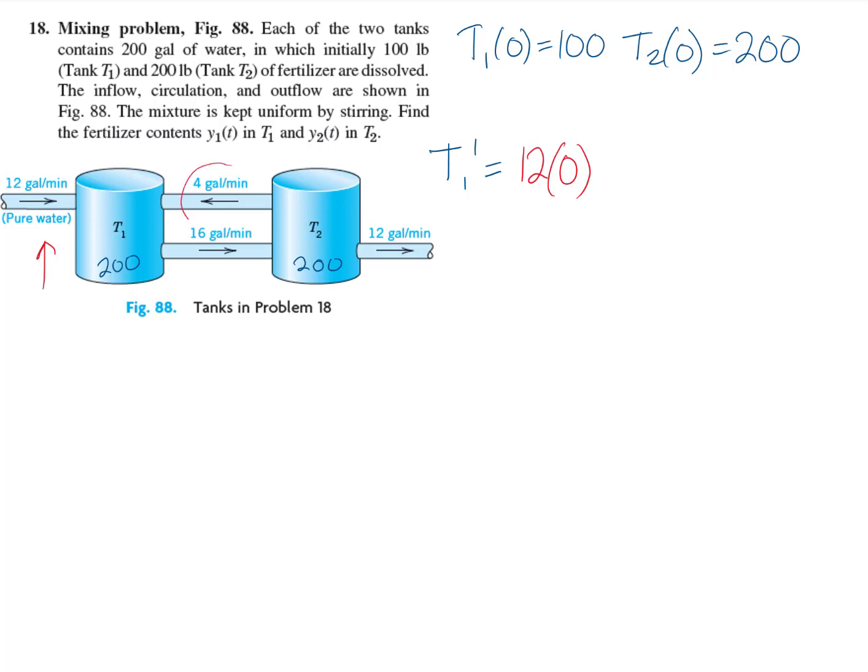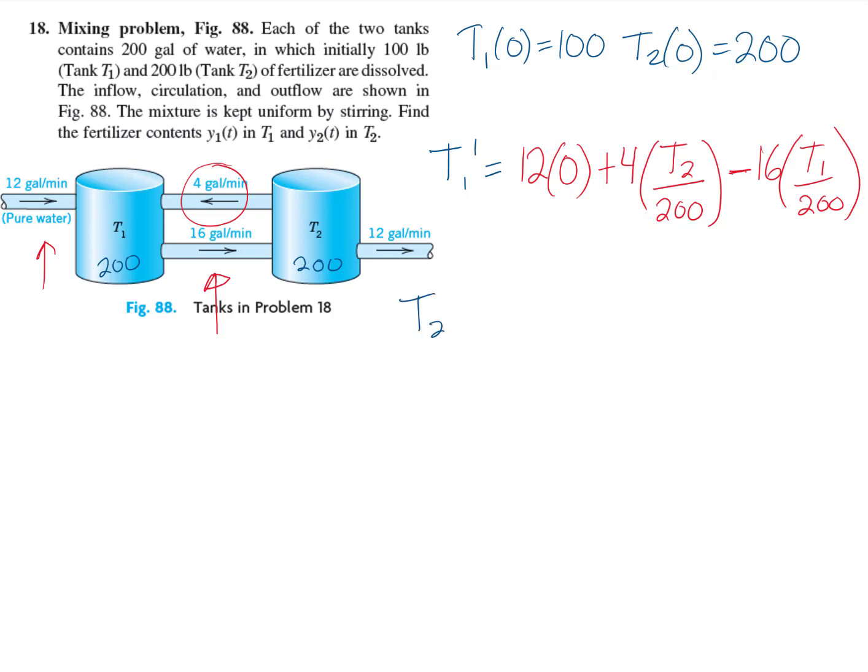Okay, we also have this one coming into tank 1, so plus rate in is 4 gallons per minute, and the concentration in will be the amount of salt in tank 2 divided by its volume. All right, now let's see what's going out of tank 1, and this is the only thing going out of tank 1, so that's a subtraction term. Rate out is 16 gallons per minute, and the concentration out is going to be T1 over 200. Okay, so that's for tank 1.